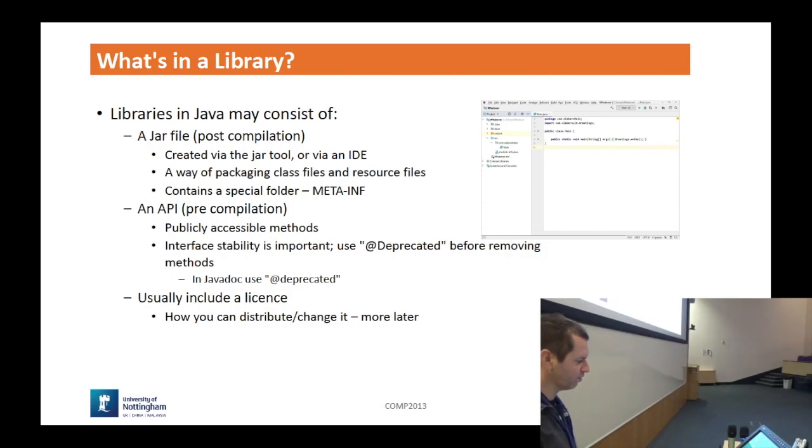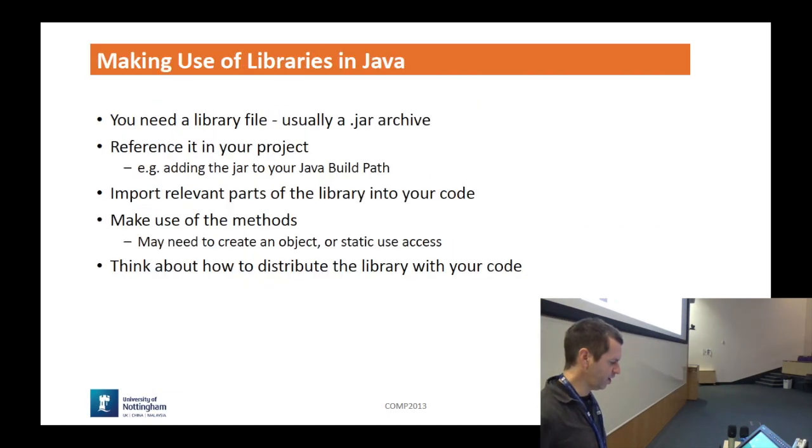So to make use of the libraries, we often need a jar file. Theoretically, this is what Maven and Gradle are good at, managing these dependencies when you need an external library, right? You need to add it to your Java build path, and then you import the relevant parts of the library into your code, and you make use of the methods that they offer.